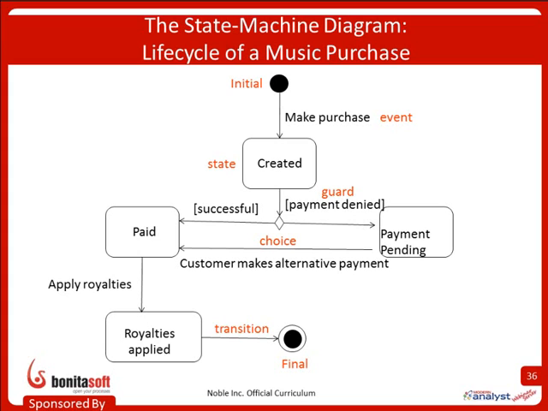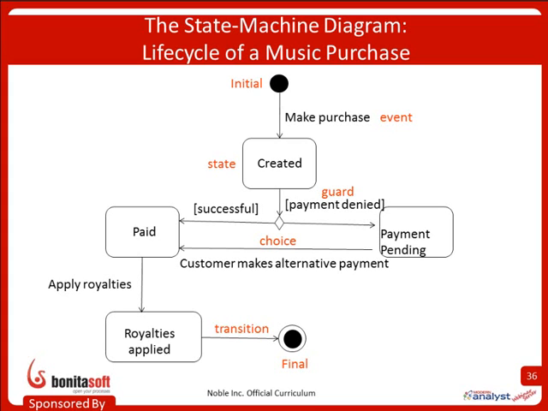Now, the next step is at some point, if I try to make a payment and it was successful, that purchase is now considered to be fully paid. If the payment was denied, payment is pending. If payment is pending, and I choose to make an alternative payment. Sorry, forget that word choice there. Choice applies to the diamond.